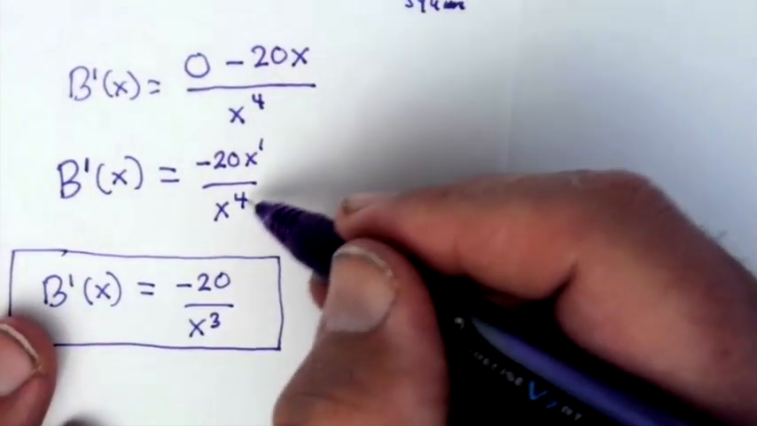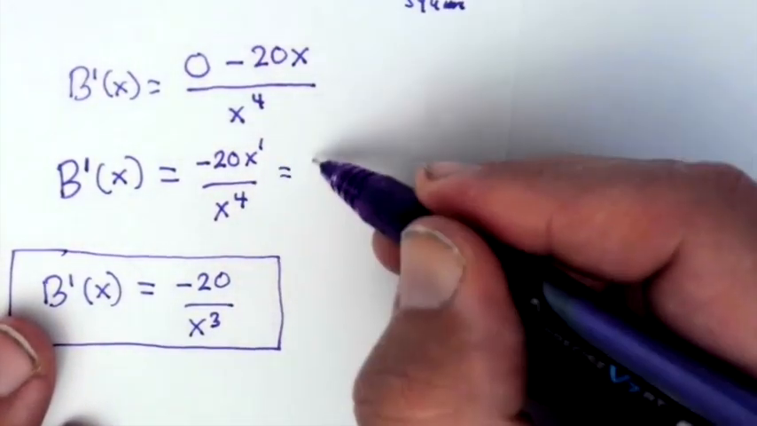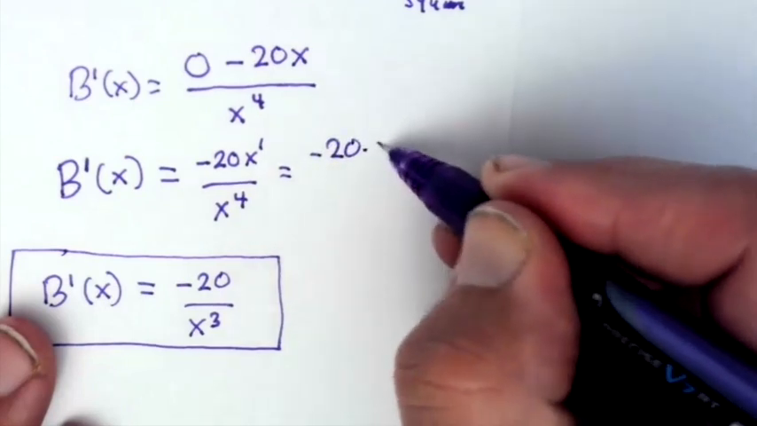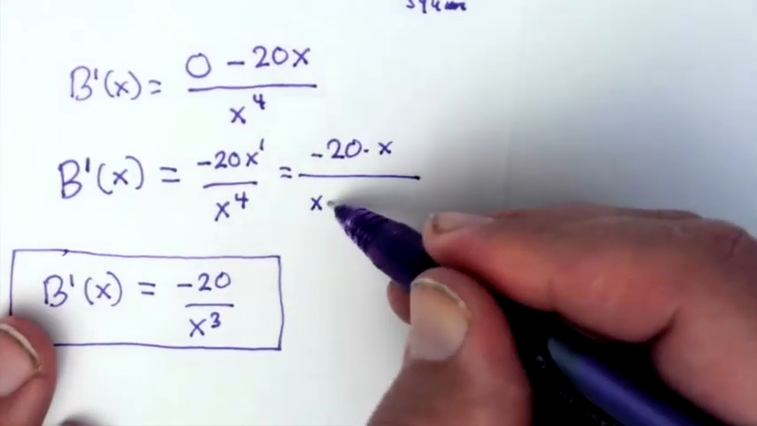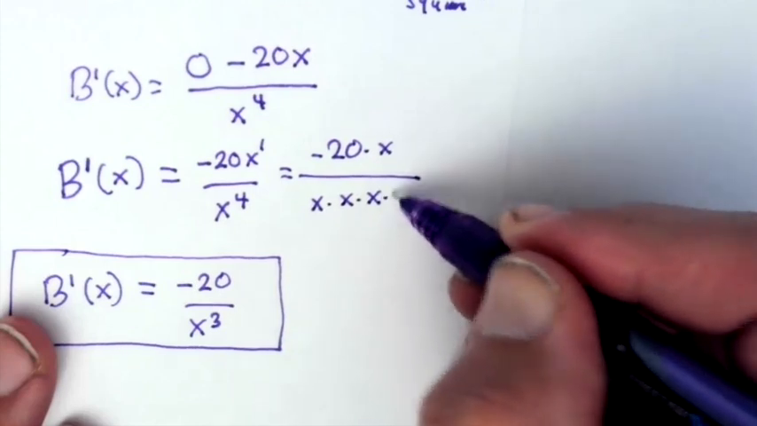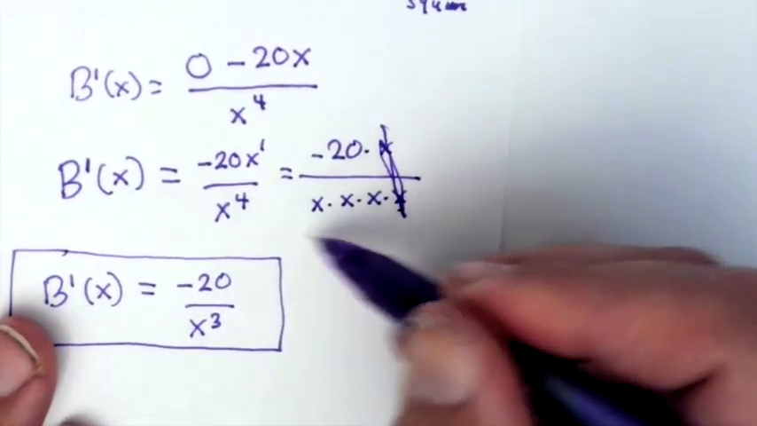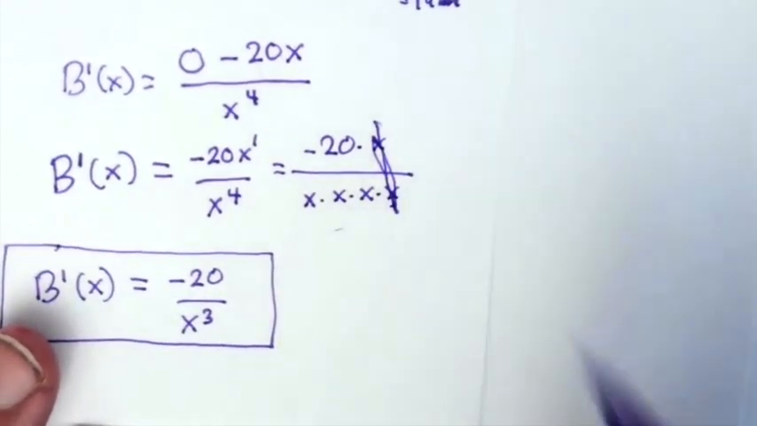That's a really good question. So I have an x to the 1 on top and I have an x to the fourth on bottom. The way that I think about this is negative 20 times x over x times x times x times x. I'm canceling and I'm just left with 3 x's on the bottom and no x's on top. Yeah, so really glad you asked where the x cubed came from. Now, once you get used to it, you don't have to write this out anymore. You just recognize that it cancels, but it's helpful to do that to actually think about it.